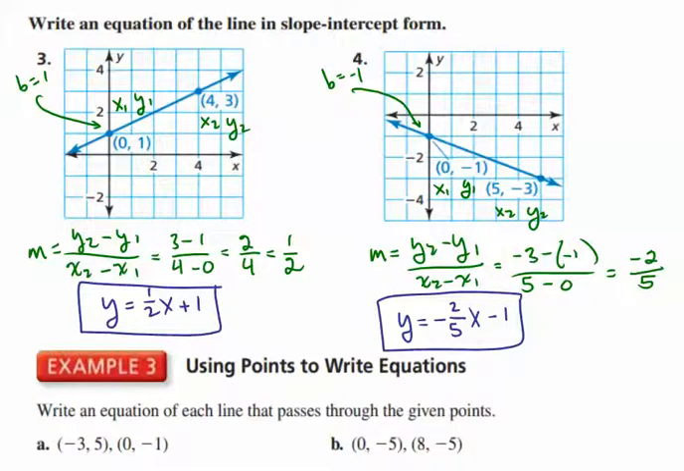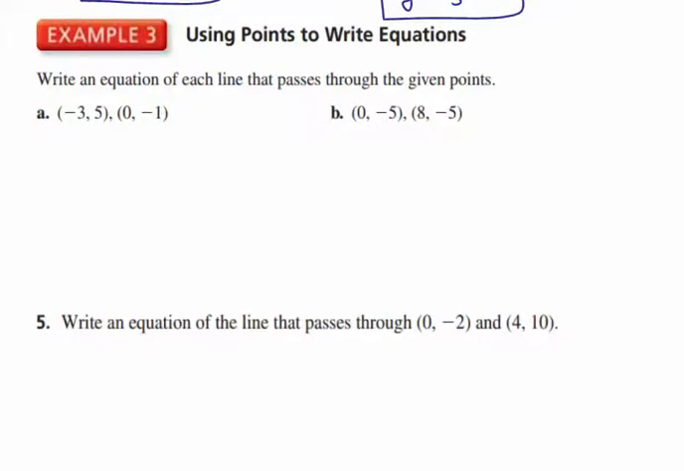All right, so we're going to look at one more type of situation where we're just given 2 points. We're not given the slope and the y-intercept. We're not told what they are. We're not given a graph where we can find those things. Instead, we're given 2 points, and we have to again calculate the slope, identify the y-intercept, and construct the equation. All right, so let's see how that works.